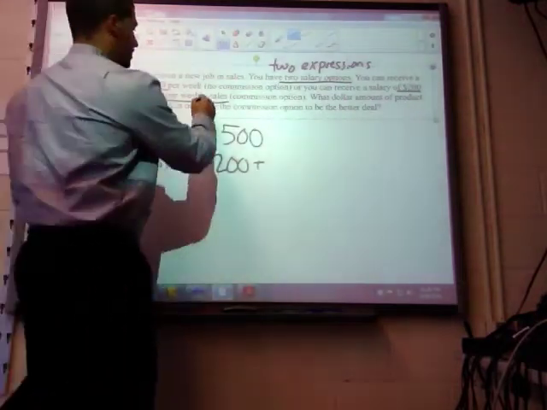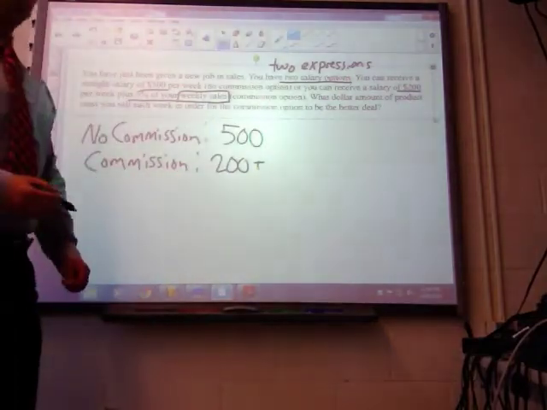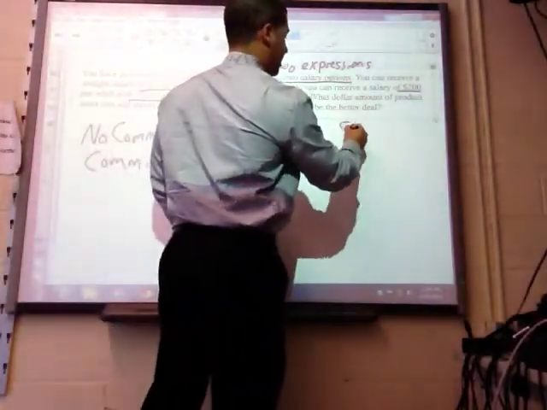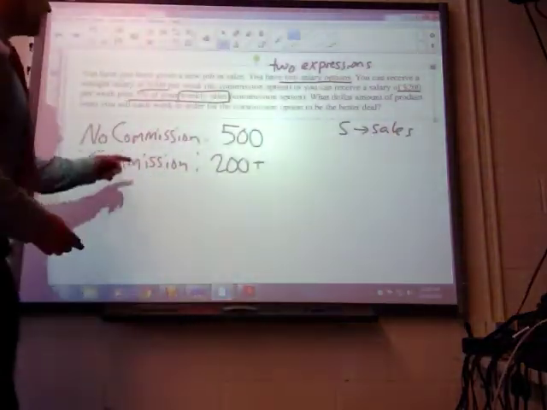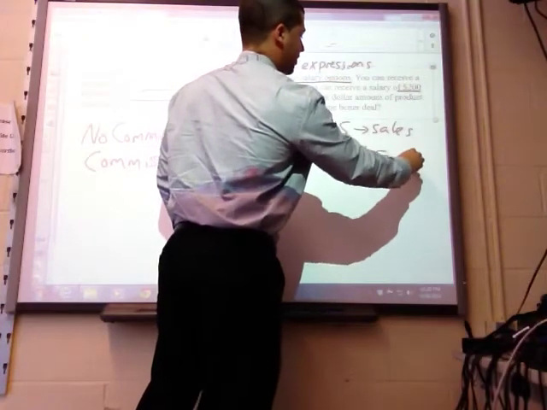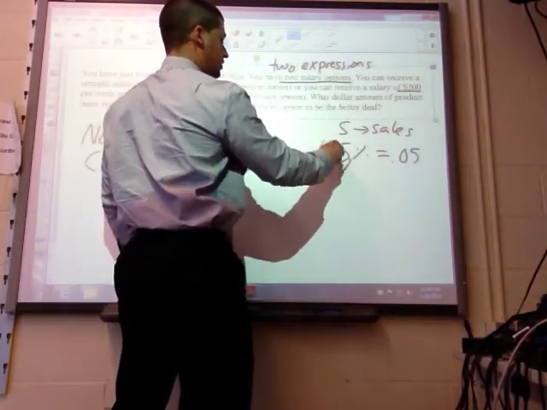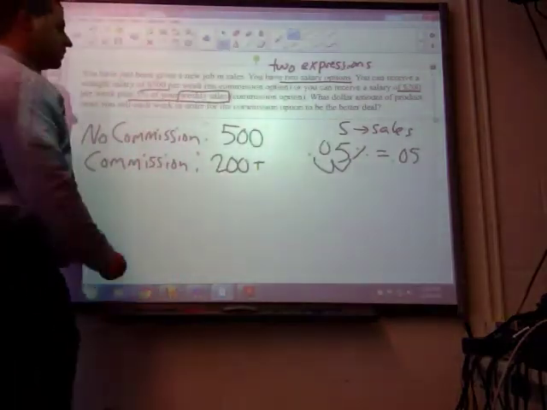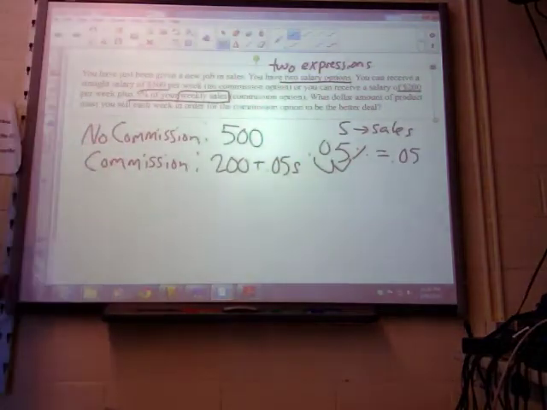So looks like this is going to be our variable. Our weekly sales is something that's going to change. So we're going to call that S for sales. And when you deal with the percent, 5% is equal to 0.05. Remember, you take the decimal over 2 places. We're dealing with percentages. So we're going to do 200 plus 0.05s.